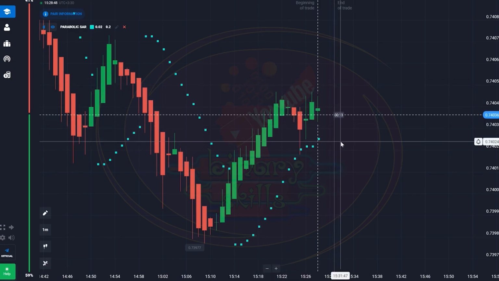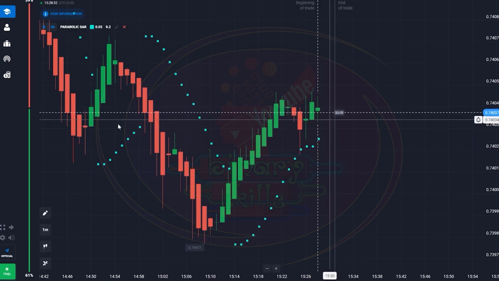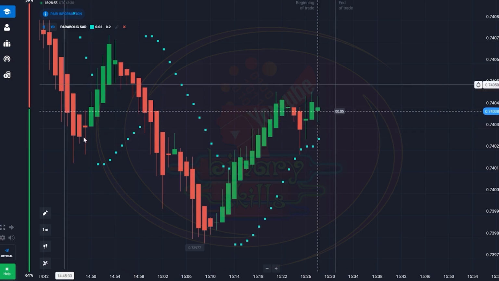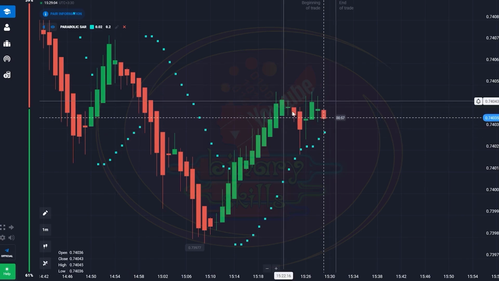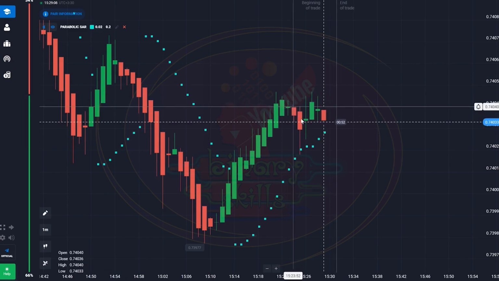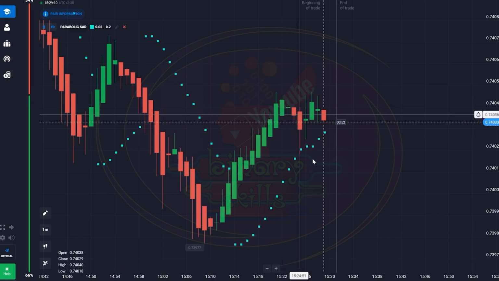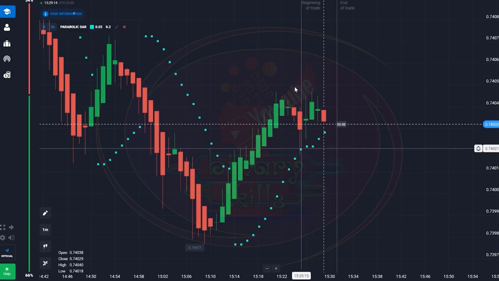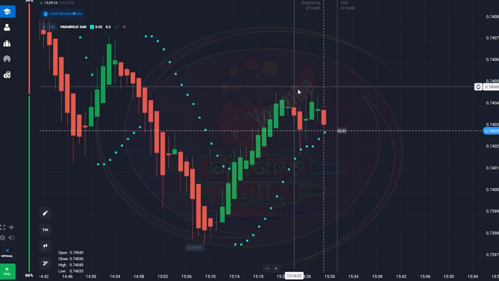This strategy requires a bit of time, patience, and focus to sit and wait for the perfect conditions to be met before entering a trade. If I had rushed and opened a trade on this candle, I would have surely faced a loss. But the parabolic SAR helps us here by preventing us from trading before it moves above or below the candles.